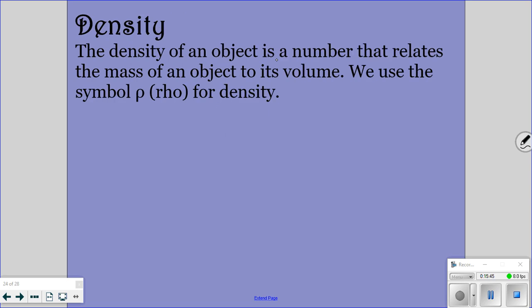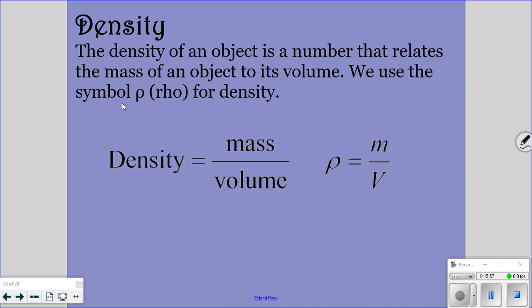So now we're going to look at density. Density is a number that relates the mass to the volume. And we use the symbol rho. It's a Greek letter. We use this little symbol here for density. So this is our formula. Rho equals mass over volume.